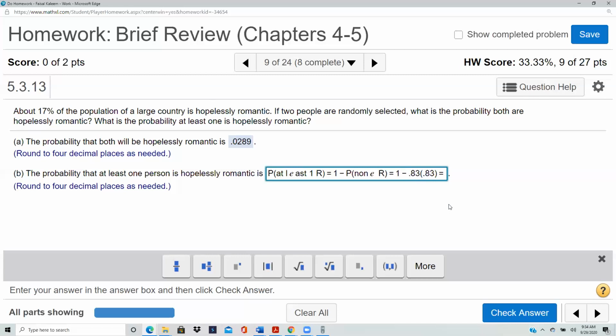So what's the final answer? Would it be 0.3111? And we have to take all that other stuff out. Yeah.